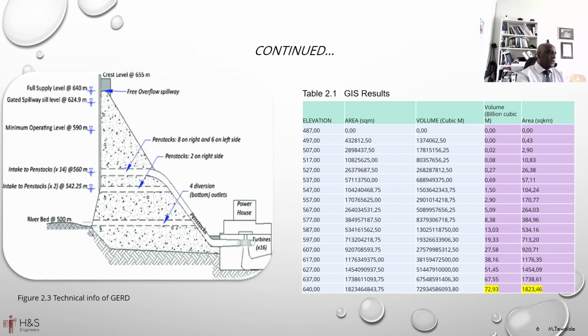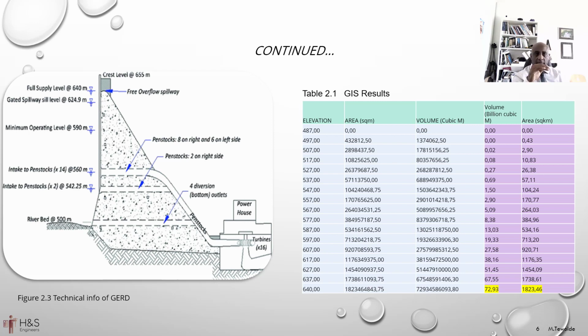This is dam technical information that I found on the internet. This is a cross-sectional sketch. It doesn't tell everything, but it simply shows the elevation of the penstock, the minimum operating level, and the gated spillway level. This is actually not on the dam. The gated spillway is away from the dam, in the middle of the saddle and the main dam. It just indicates the level.